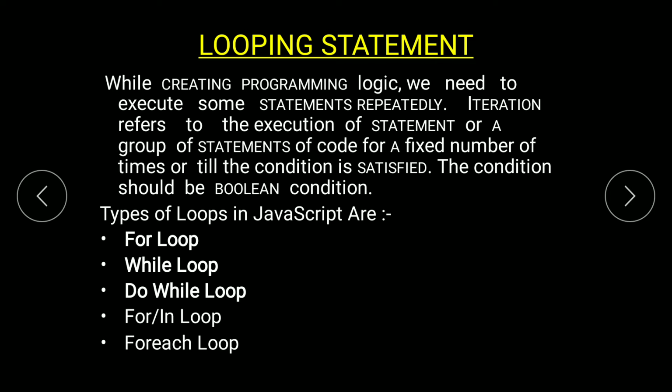Okay, so why do we use looping statements? Just remember that we use looping statements to execute some statements repeatedly. That's why we use looping. There are 5 main types of loops in JavaScript: for loop, while loop, do while loop, for in and for each. But in your syllabus you have to learn only the for loop, while loop and do while loop. So in today's lecture we just focus on these 3 loops: for loop, while loop and do while loop.